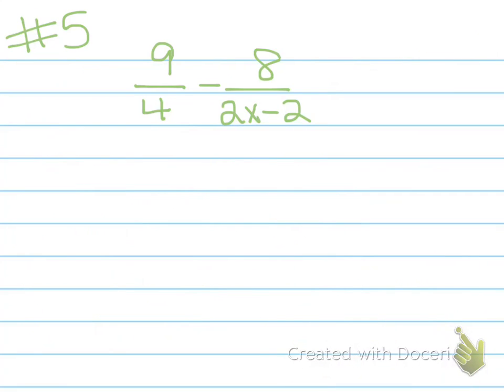Okay, example number 5. The first thing that I see to do is to factor this 2x minus 2. So I'm going to go ahead and do that. I can pull out a 2, and then this 2 becomes a 1. So there we go, I factored it. You always need to do that first. So now we can identify our LCD.